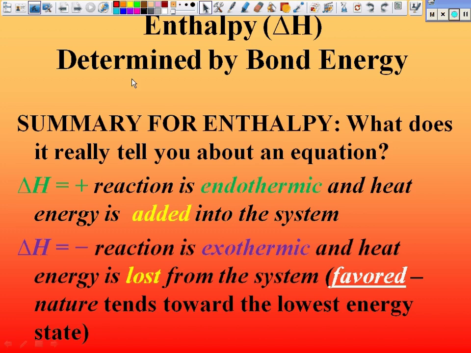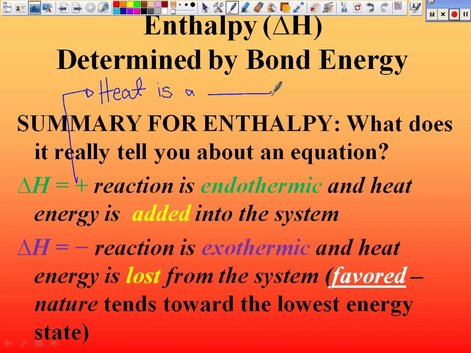So the summary for enthalpy. Again, what's the letter for enthalpy? H, and if it's positive, you know it's endothermic. If it's negative, it's exothermic. There is one thing that I want you to add to both of these. If it's positive, write beside this, I'm just going to make the note up here, that heat is a blank. If delta H is positive, it's endothermic. What is heat? It is a reactant.